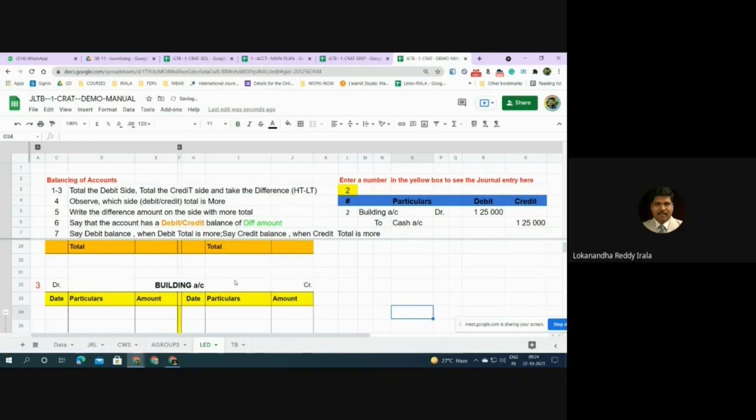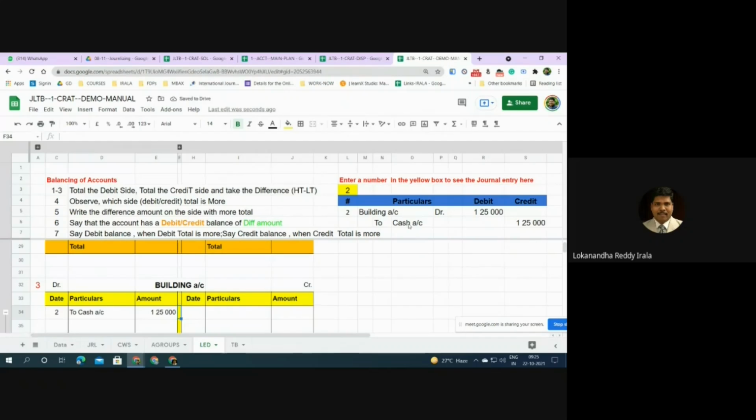On which side of the building account should I post? Debit side. And write this as 2. When I'm writing on the debit side, I will always start with "to". To cash account. How much? 1,25,000.